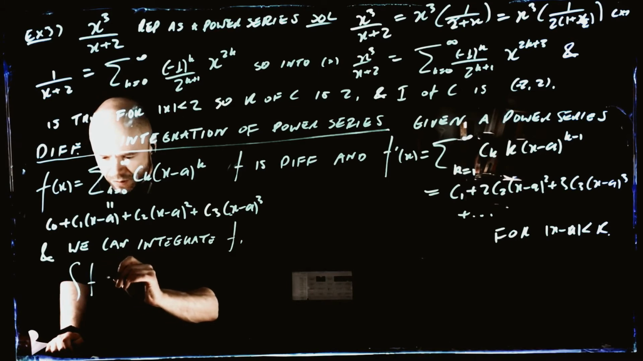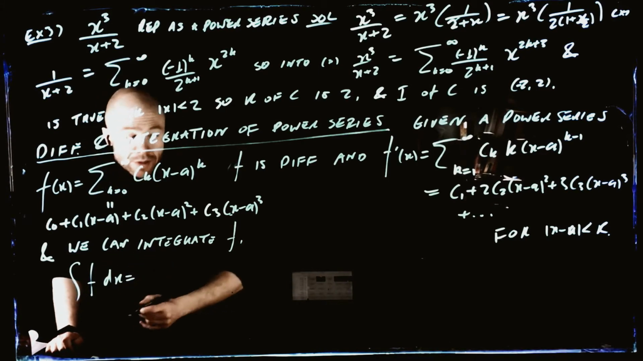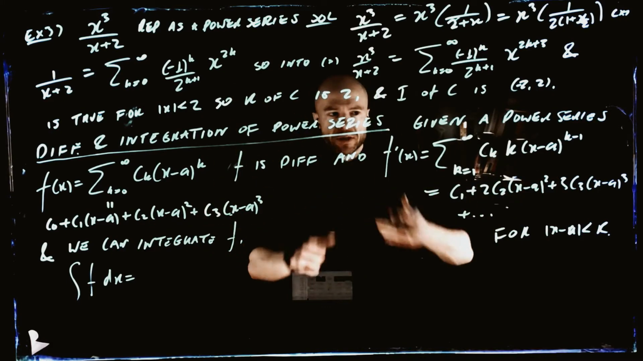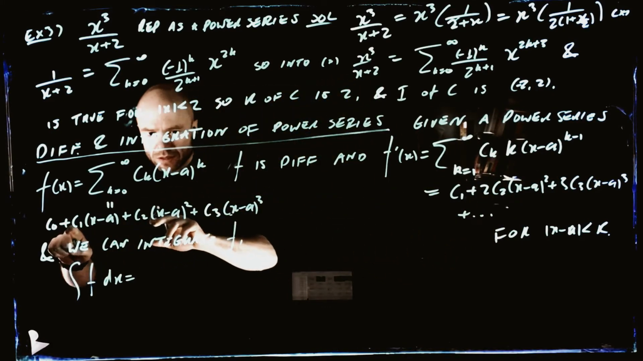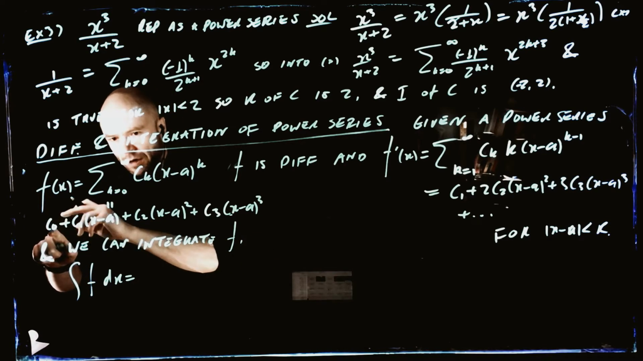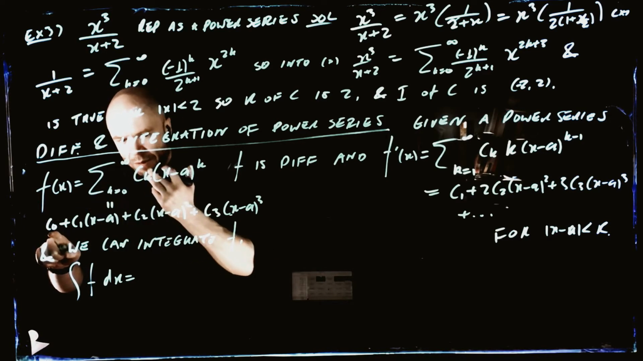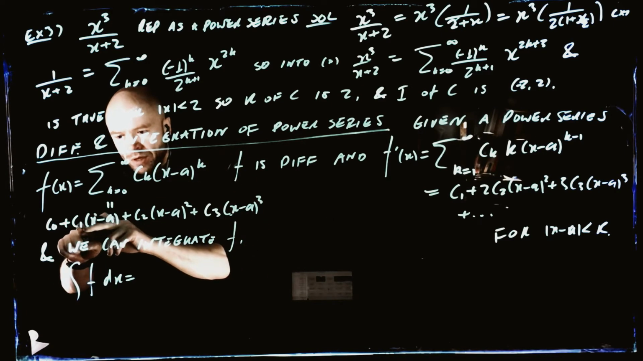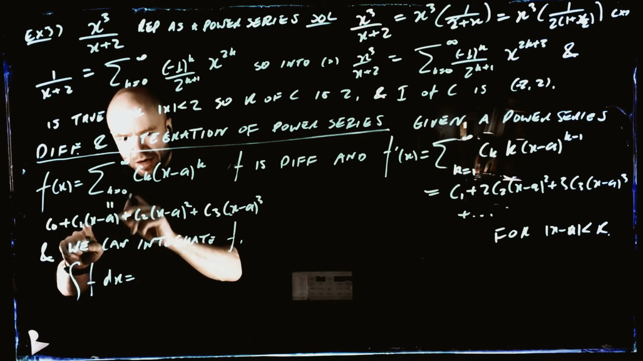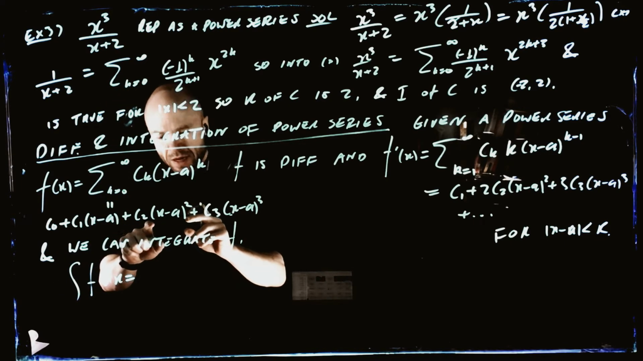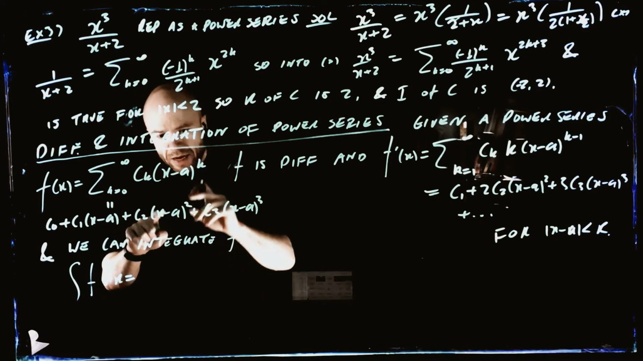And the antiderivative is what would happen if we integrated this expression term by term. Yeah? So if we integrated just the constant c0, that would just be c0 times x plus a constant c, right? Integrating this thing, it would be c1 times (x minus a) squared over 2. Antiderivative of this guy will be c2 times (x minus a) to the power 3 over 3.